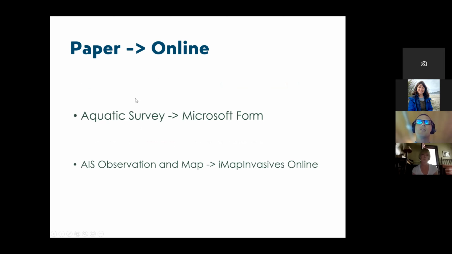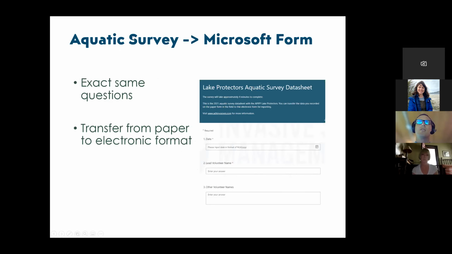So this is how you translate it into an online format. The aquatic survey goes into an online Microsoft form that we've created, and then the AIS data sheet and the map go into IMAP Invasives online. For the aquatic survey, you fill out a Microsoft form. It asks the exact same questions, and you're just transferring it from a paper to an electronic format. We will provide the link. You just type it in. This helps us prevent transcription errors, and you're kind of double checking it as you put it in. It's pretty straightforward. It should take you less than 4 minutes to transfer it over.